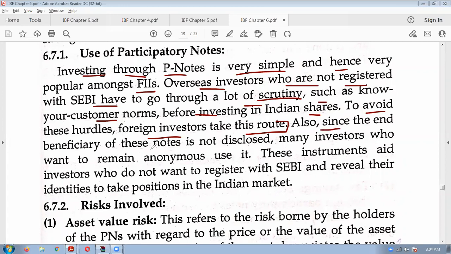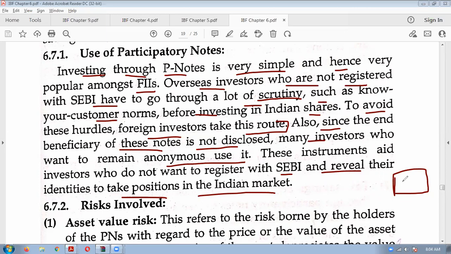Also, since the end beneficiary of these notes is not disclosed, many investors who want to remain anonymous use it. These instruments aid investors who do not want to register with SEBI and reveal their identities to take possession in the Indian market. Now see, simple terms.